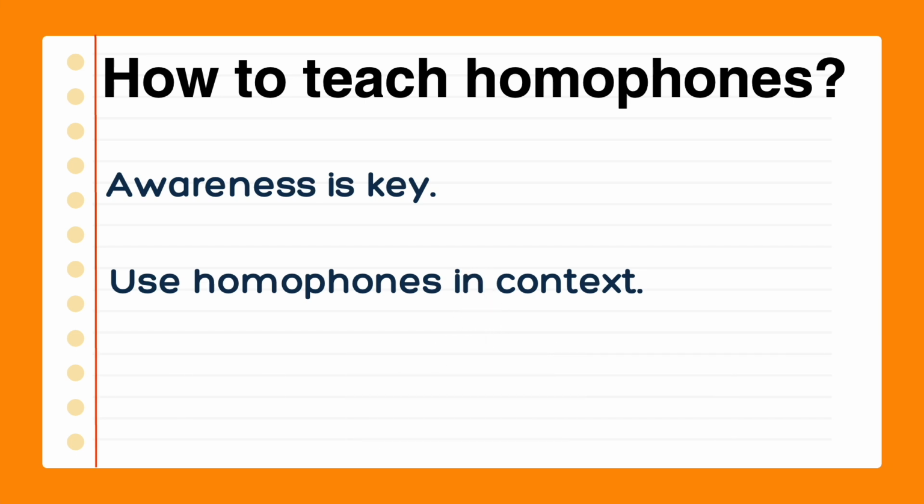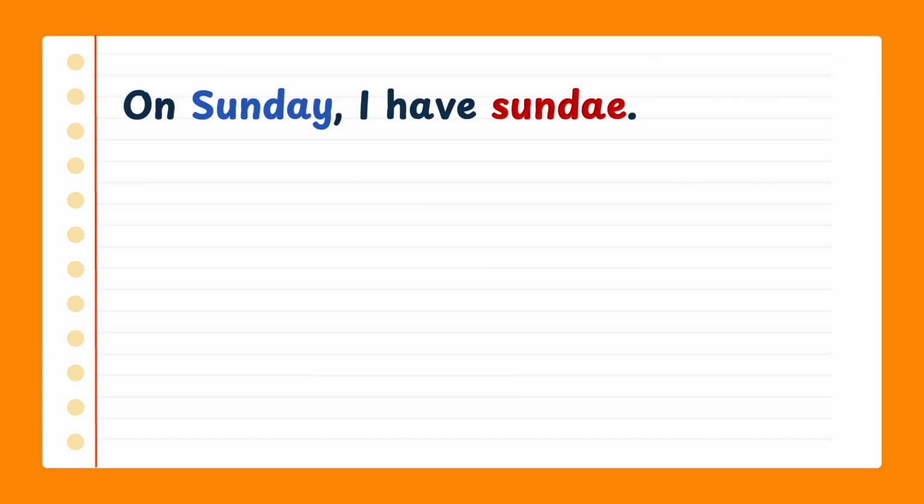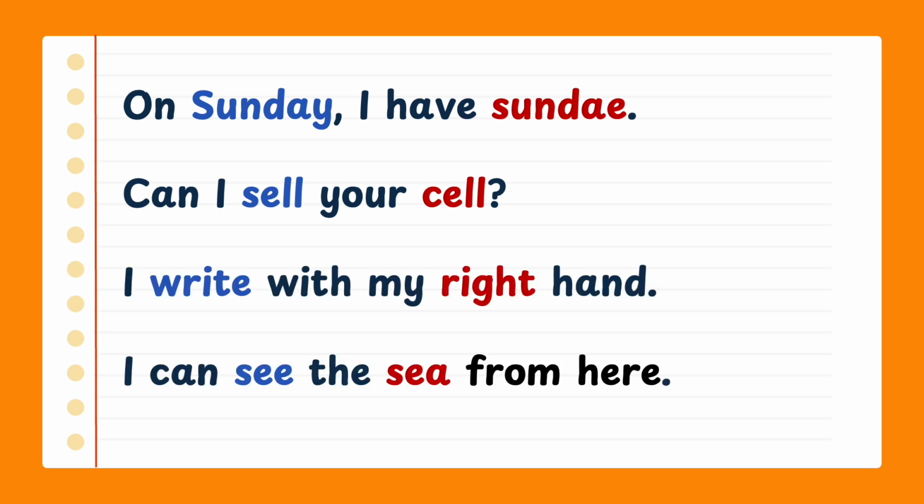For certain homophones, you can go a step forward and use mnemonic sentences, where you use both homophones in one single sentence. For example, on Sunday, I have sundae. Can I sell your cell? I write with my right hand. I can see the sea from here.